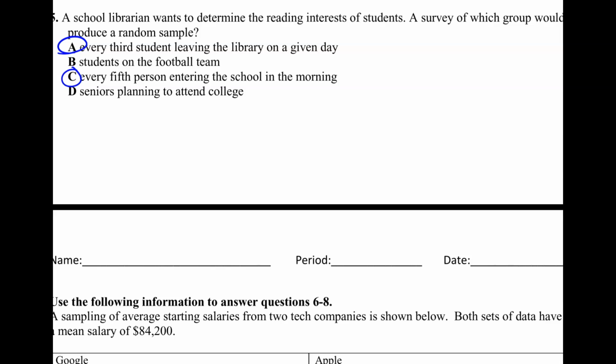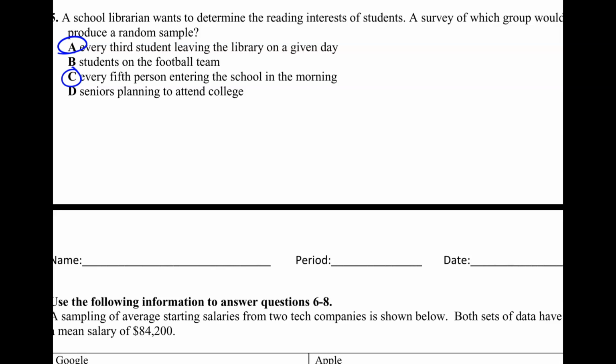B, football team, this only looks at one single group. But A, every third student leaving the library, okay, every third student makes it random. Coming from the library means they actually read books. Because I'm pretty sure if I ask D, Toledo students as a whole, what do you read for fun? Most people will say Instagram. That's not a real thing. Or TikTok. That's not it, the librarian is trying to see what books she should order.